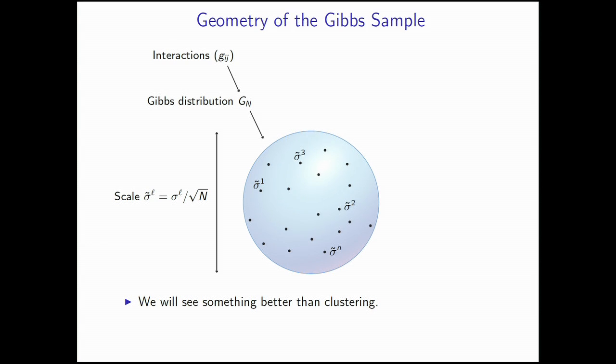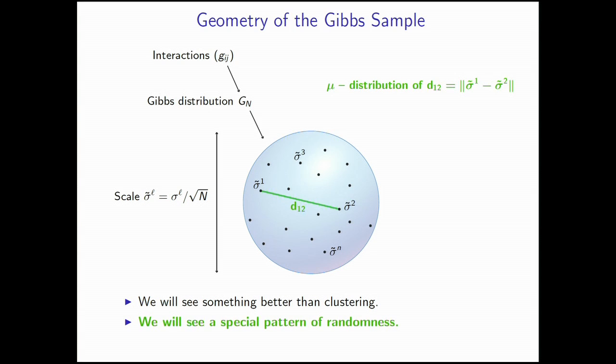But also, because this is random, you have two levels of randomness. You have a random model, and then you sample from a random distribution. So this is, of course, a random picture. All the distances between these points are random. And part of the Parisi solution tells you also that you will see a very special pattern of randomness.